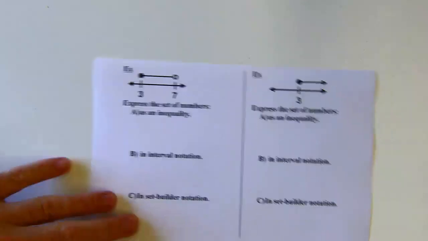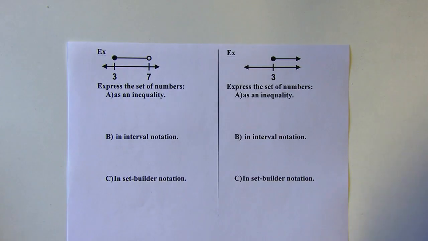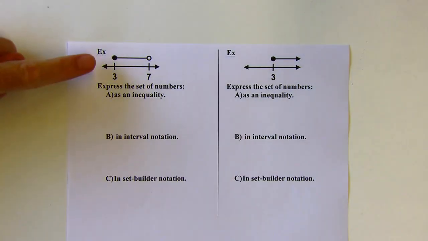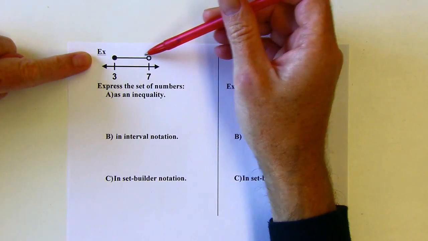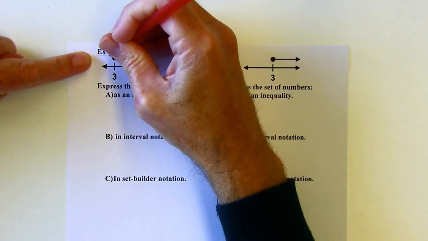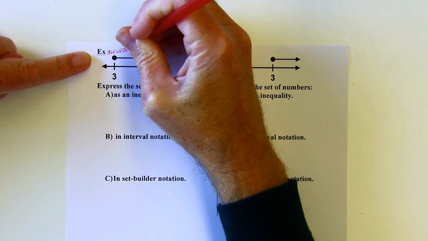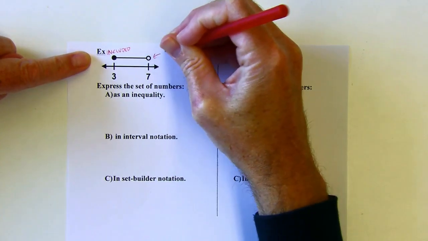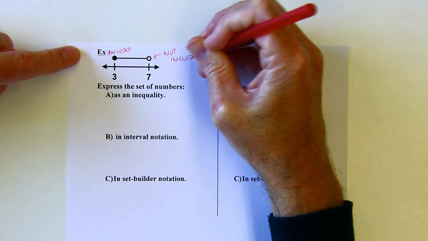Okay, I want to talk about different ways to represent sets of numbers. So here I've got an inequality, okay, and this means it's everything from 3 to 7, right? The 3 is included, the 7 is not included. Okay, so hopefully you're familiar with that.